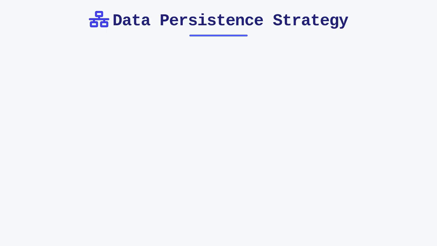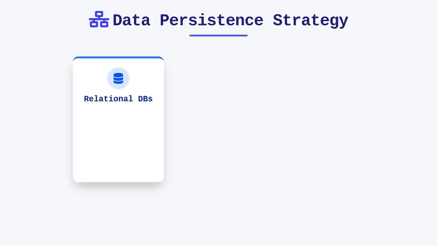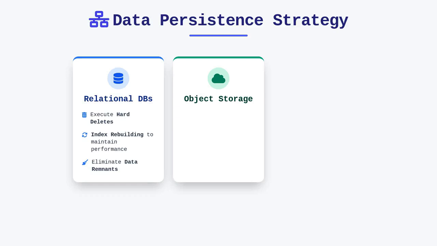Building these pipelines requires careful consideration of how our different storage layers handle data persistence. In relational databases, we might perform a hard delete, but if that table uses indexes, we must account for the overhead of index rebuilding routines that prevent performance degradation or residual data remnants. When we move to object storage, we often transition from active records to delayed purge configurations, which requires an orchestration layer that handles object lifecycle policies.